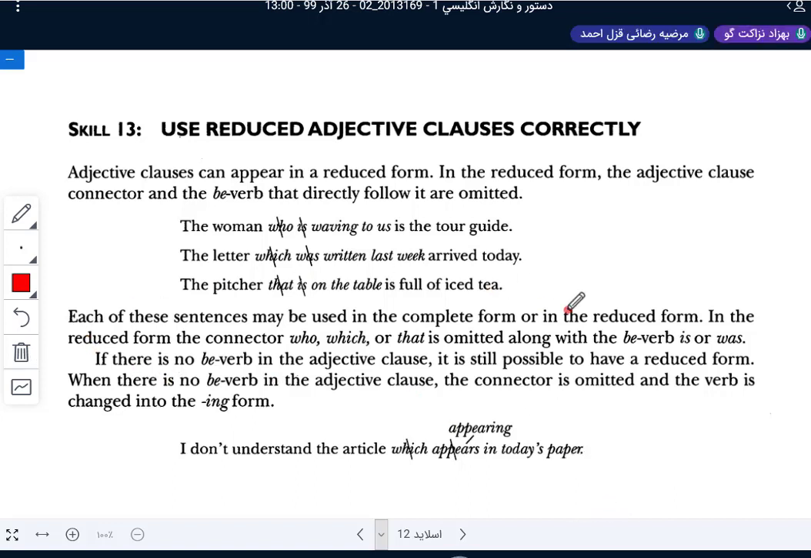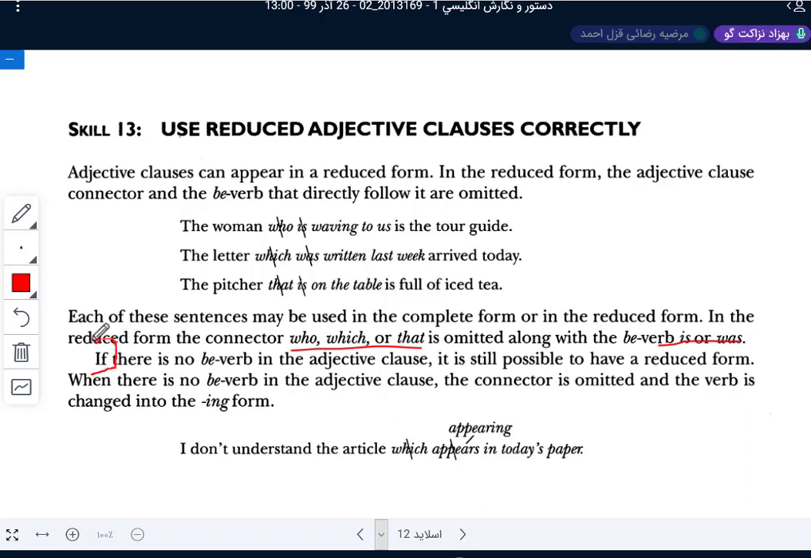Each of these sentences may be used in the complete form or in the reduced form. In reduced form, the connector who, which, or that is omitted along with the be verb, is or was. If there's no be verb in the adjective clause, it is possible to have a reduced form. Thank you so much.